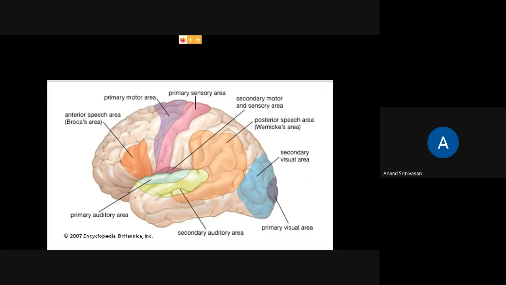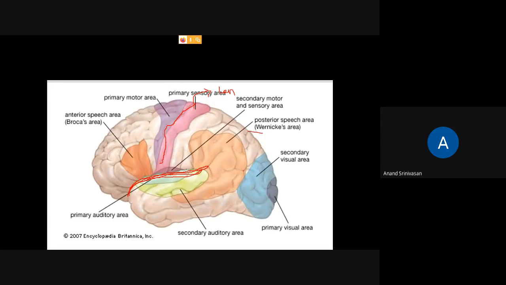Here you can see there is a sulcus. This sulcus is called the lateral sulcus. You can see a depression here. So this is the lateral sulcus. Here you can see a sulcus between these two structures, and you can see that it is coming down like this. This sulcus between the motor and sensory areas is called the central sulcus.